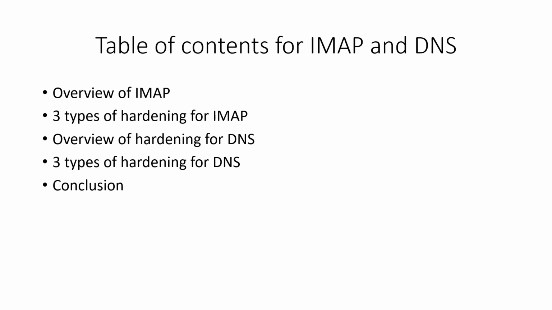So basically what we're going to be talking about, this is the table of contents for IMAP and DNS. The next slide is going to be the overview of IMAP. Then I will be having 3 slides on the types of hardening for IMAP, and then after that I'll be giving an overview of the hardening for DNS, and then I will be giving you 3 types of hardenings for DNS, and then it'll be a conclusion.